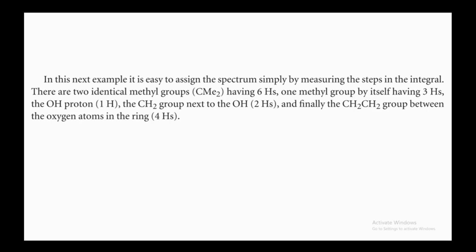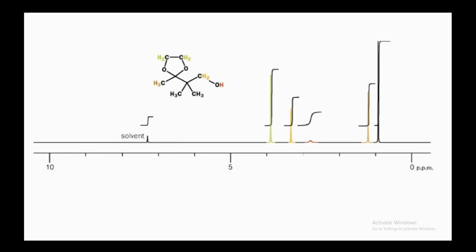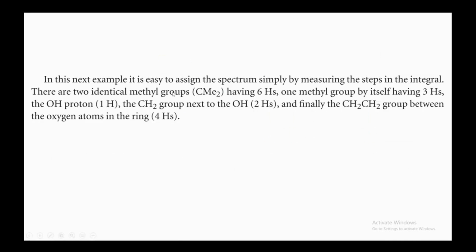There are 2 identical methyl groups, CMe2, having 6 hydrogens, one methyl group by itself having 3 hydrogens, the OH proton, 1H, the CH2 group next to the OH, 2 hydrogens, and finally the CH2 group between the oxygen atoms in the ring. That's the one which we discussed here.